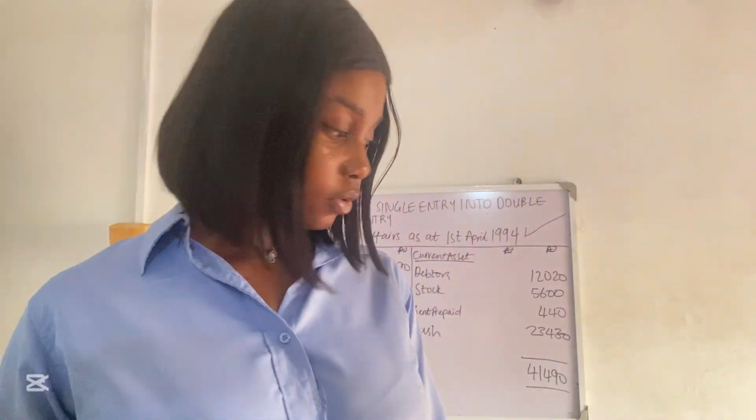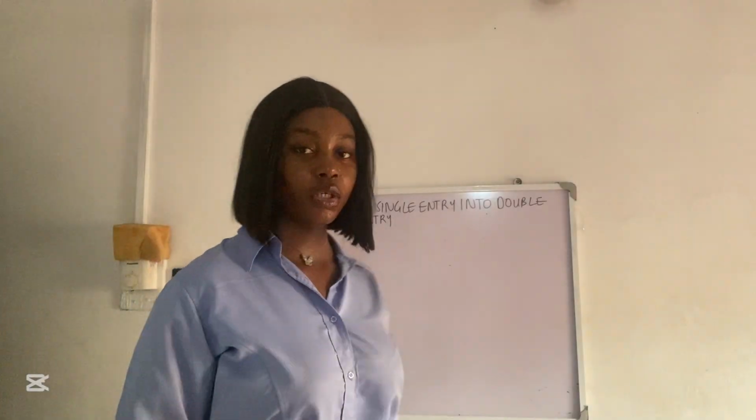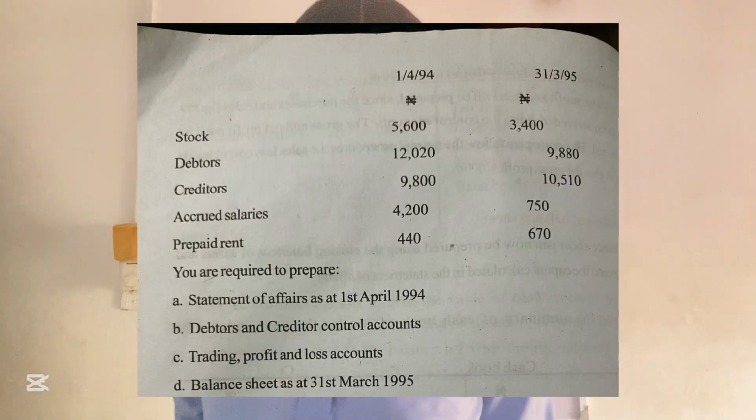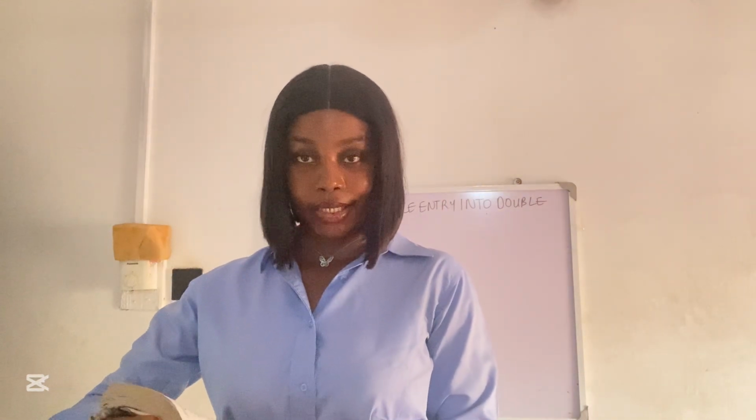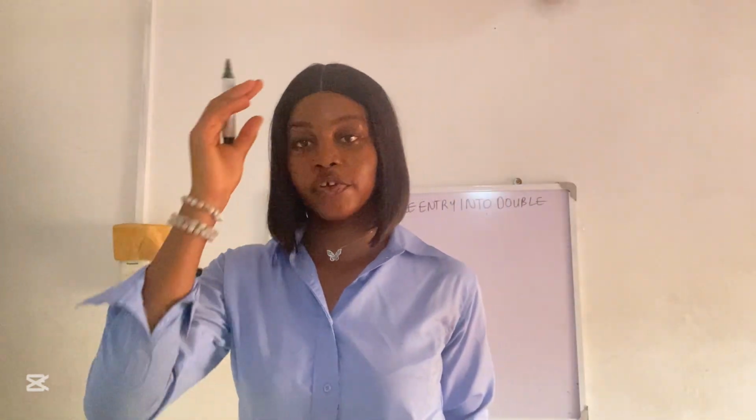Let me rub off the board. So the next one we're told to prepare is our total debtors and total creditors control accounts. So now, like I said, you need to know the formats for your control account. It will be very easy for you.